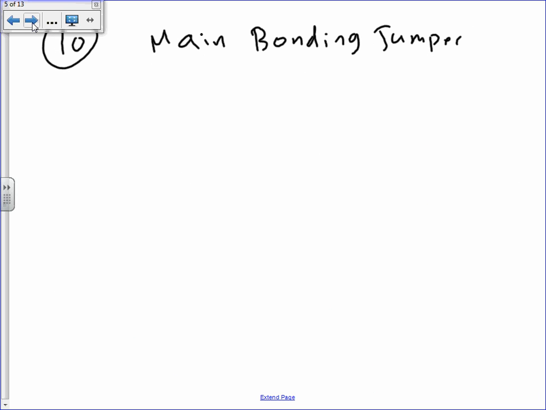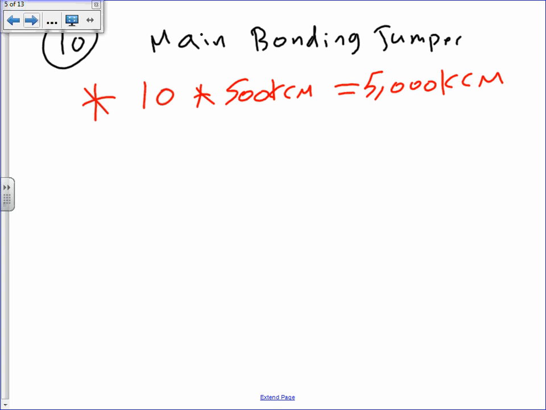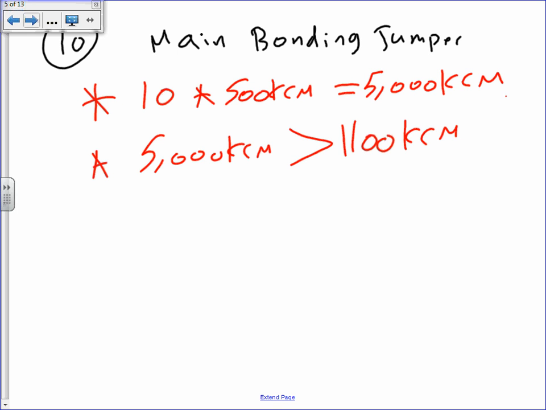10 is the main bonding jumper. As you know, you take the same 10, multiply it by the same 500 KCM, and that gives you easy math: 5000 KCM. Step number 2, you take the 5000 KCM and ask: is it more than 1100 KCM? The answer is yes, then you proceed to step number 3.